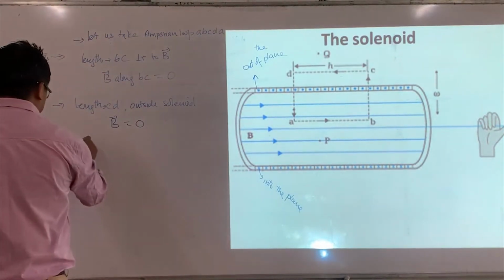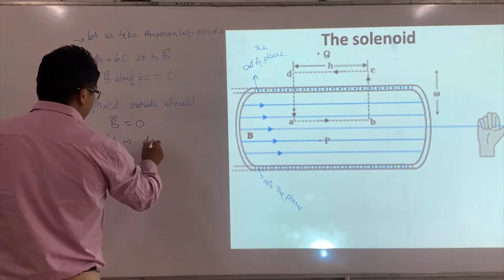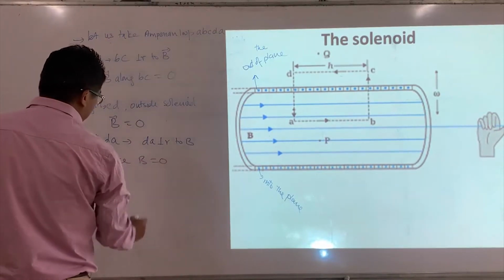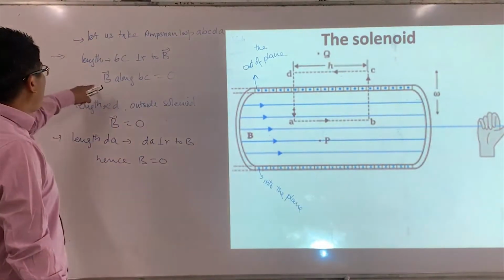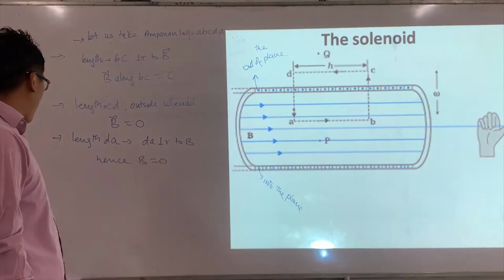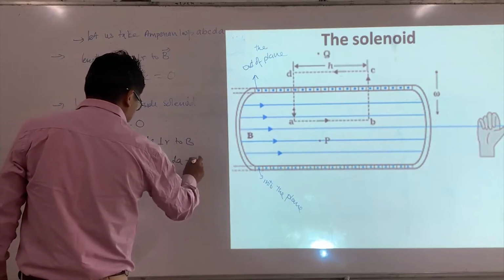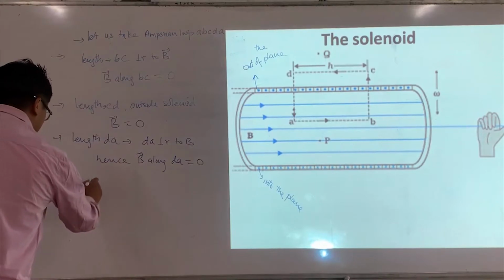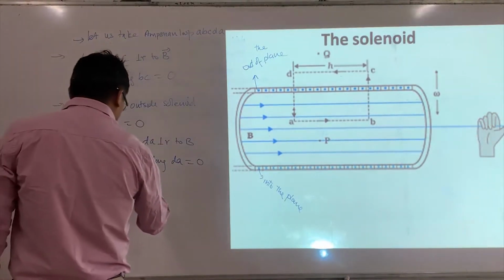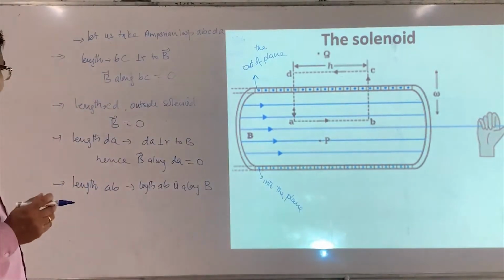Now I am going to take length DA. Again, DA is perpendicular to B, hence B along DA is going to be 0. So B along BC is 0, B along CD is 0 since it goes outside, and B along DA is 0. Now finally, let us take length AB. Length AB is along B.